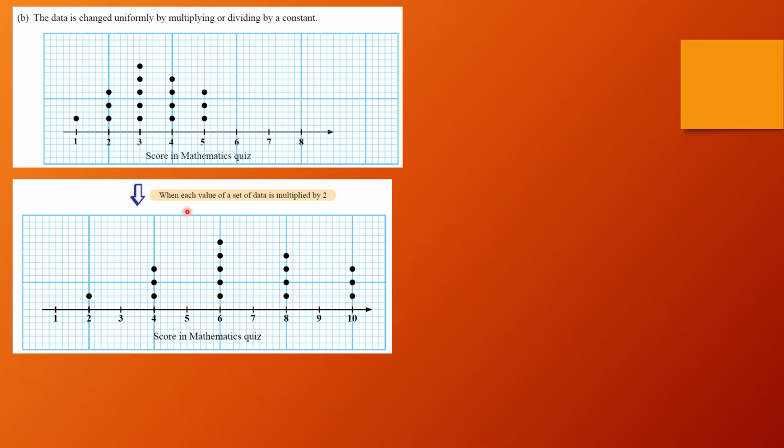Now, when each value of a set of data is multiplied by 2, the score just now we multiply by 2. Score 1 multiplied by 2, we get 2. 2 multiplied by 2 gets 4. Here 3 has 5 pupils, multiplied by 2 you get 6, so score 6 has 5 pupils. 4 has 4 pupils, so 4 multiplied by 2 you get 8. 5 has 3 pupils, so 5 multiplied by 2 gets 10, so 10 has 3 pupils.